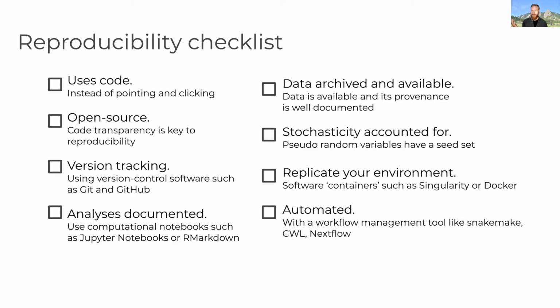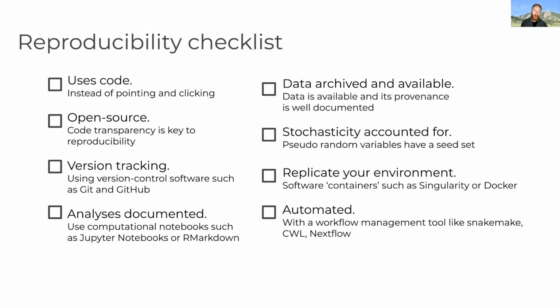The data is archived and available, and the provenance of that data is well documented. And if there is any stochasticity in the data, pseudo-random variables have a seed set so that you achieve the same result each time. And the software environment is also replicated using a container system like Singularity or Docker. And finally, it's best if the workflow is automated so that someone who would like to reproduce this work can run it with a really simple command. And in this case, in order to do that, we can use tools like Snakemake, Common Workflow Language, and Nextflow.